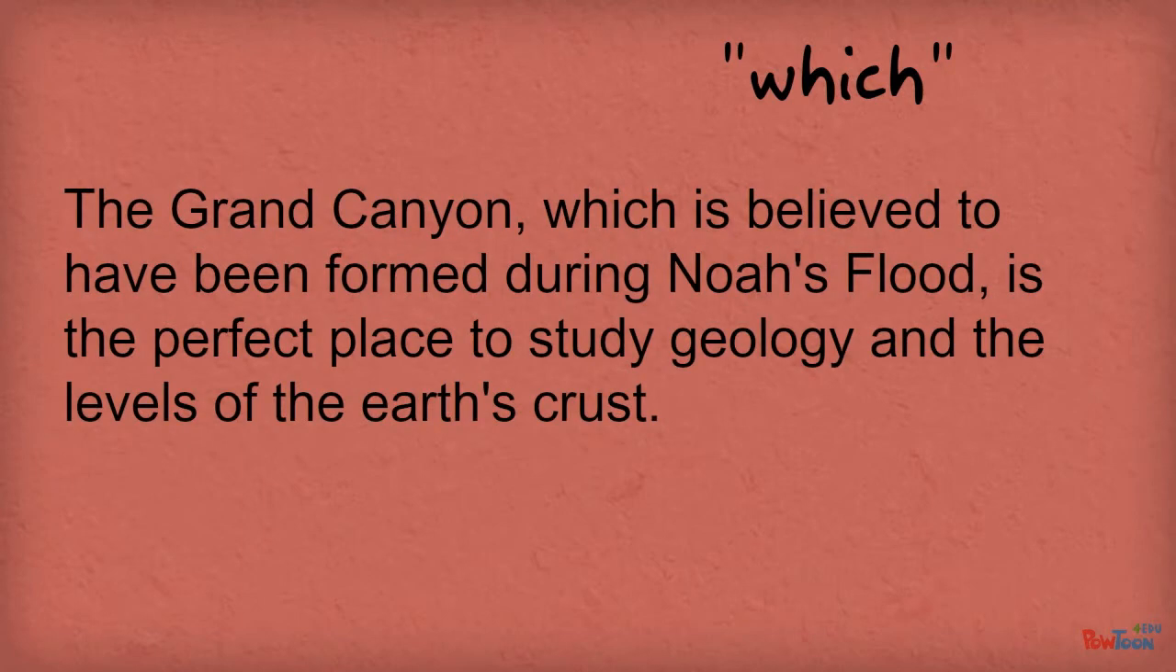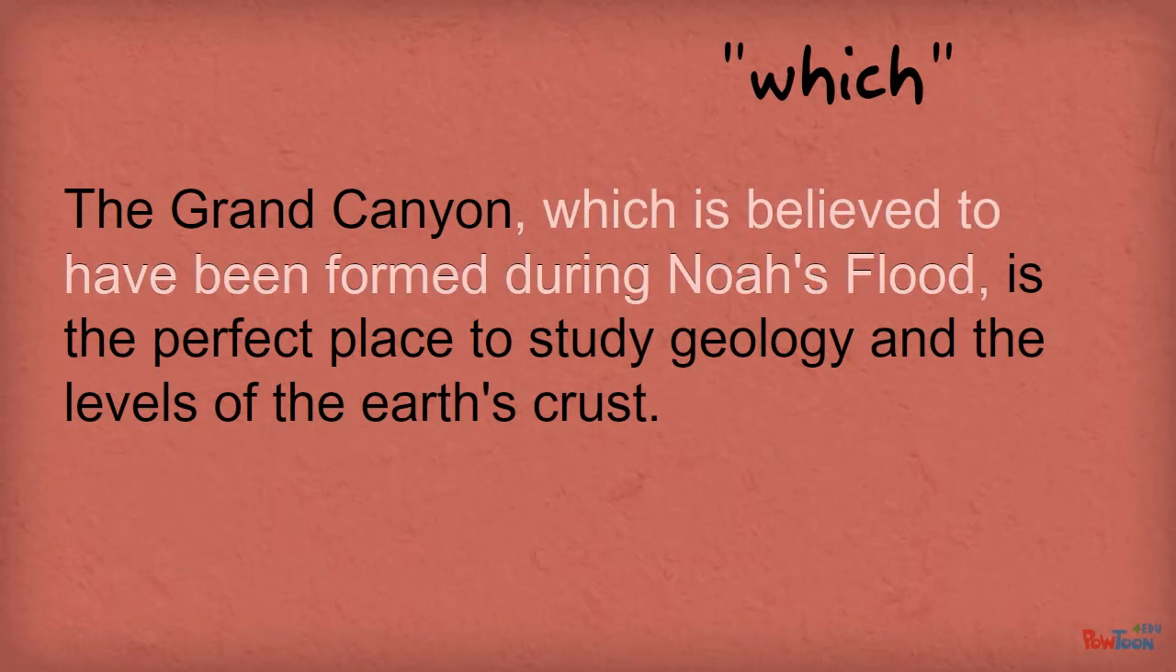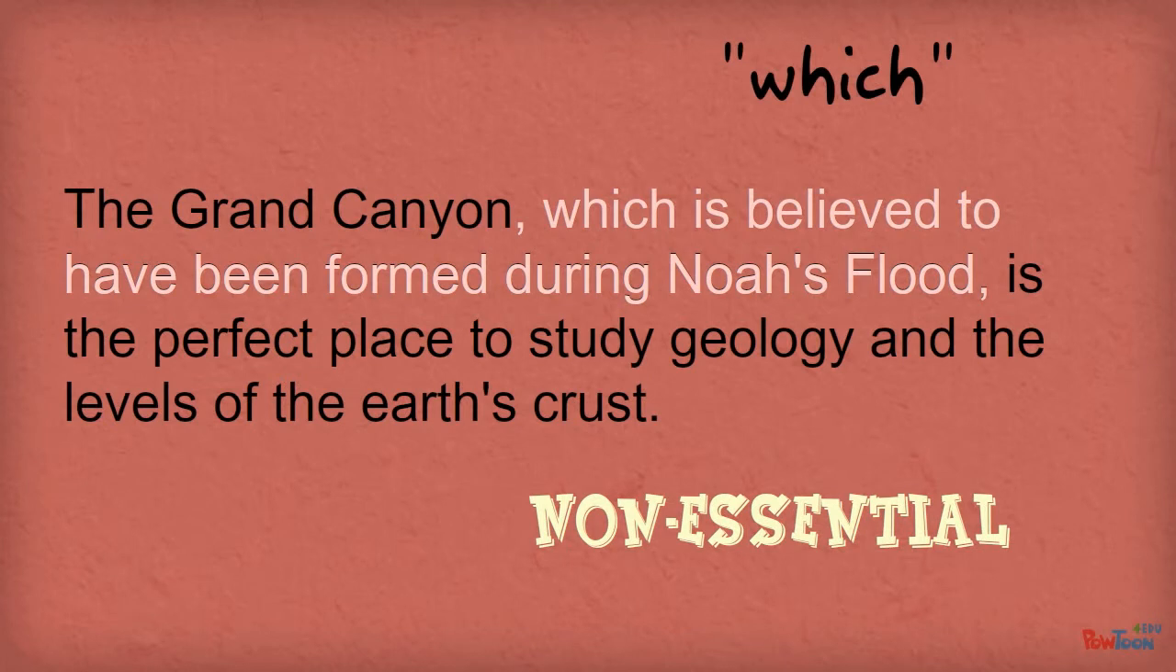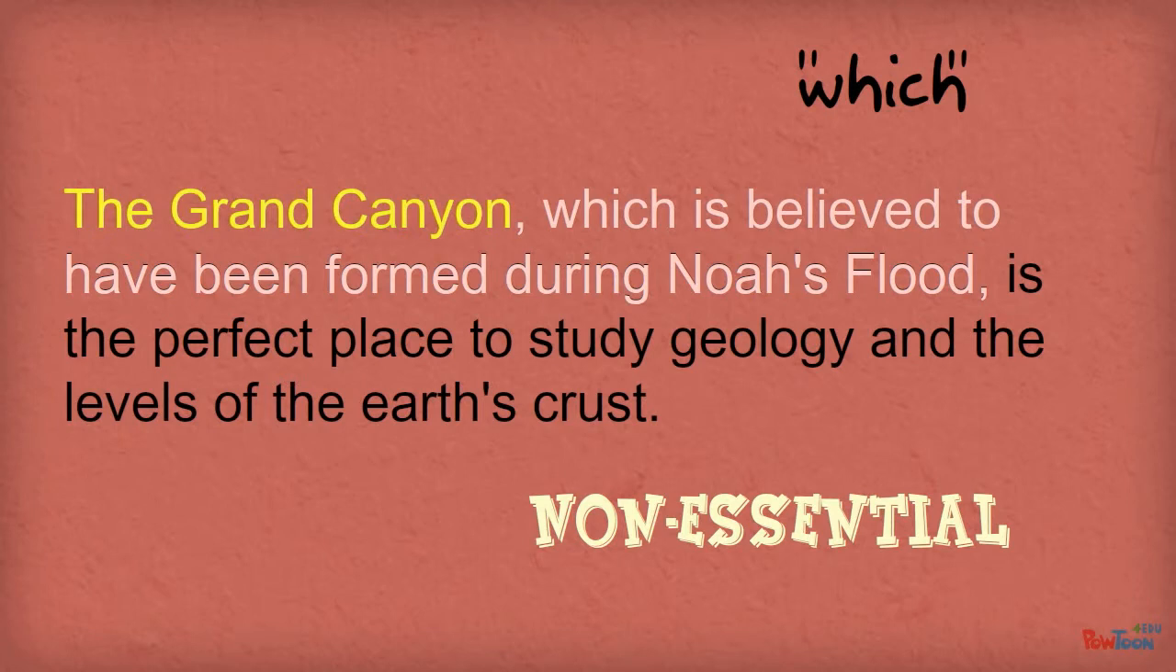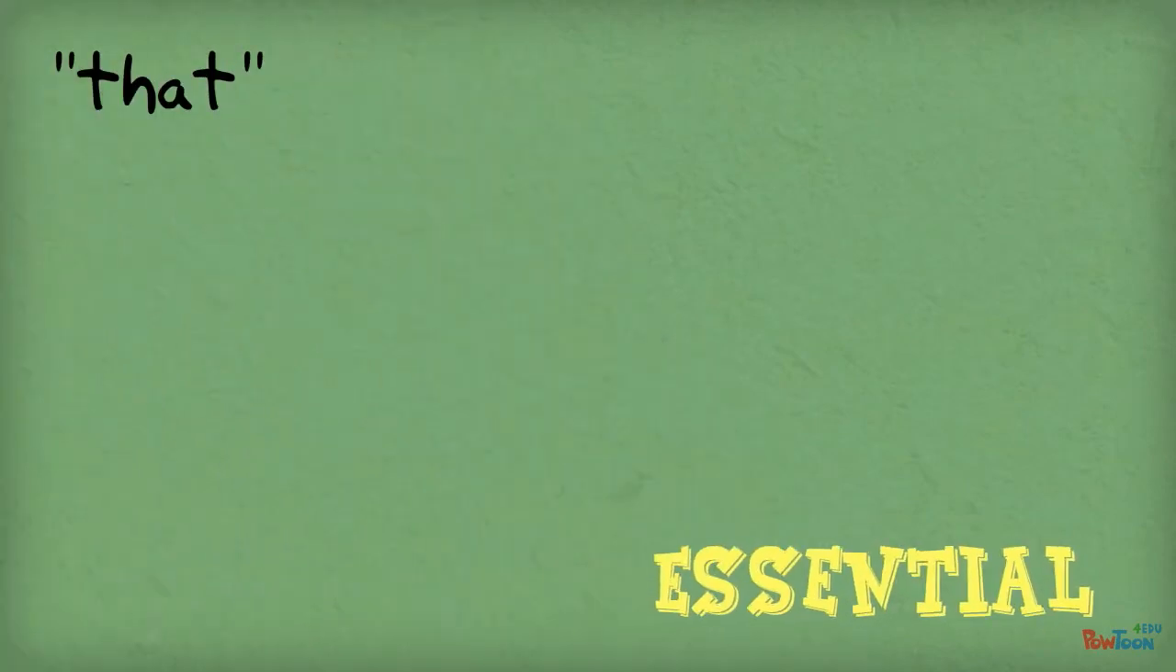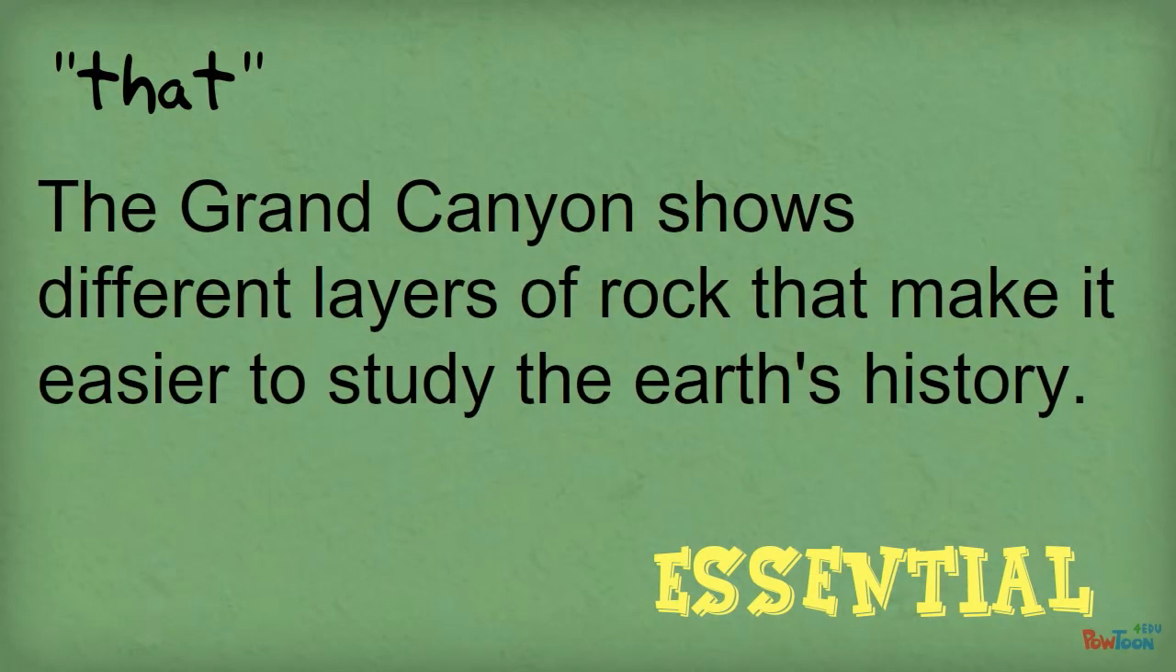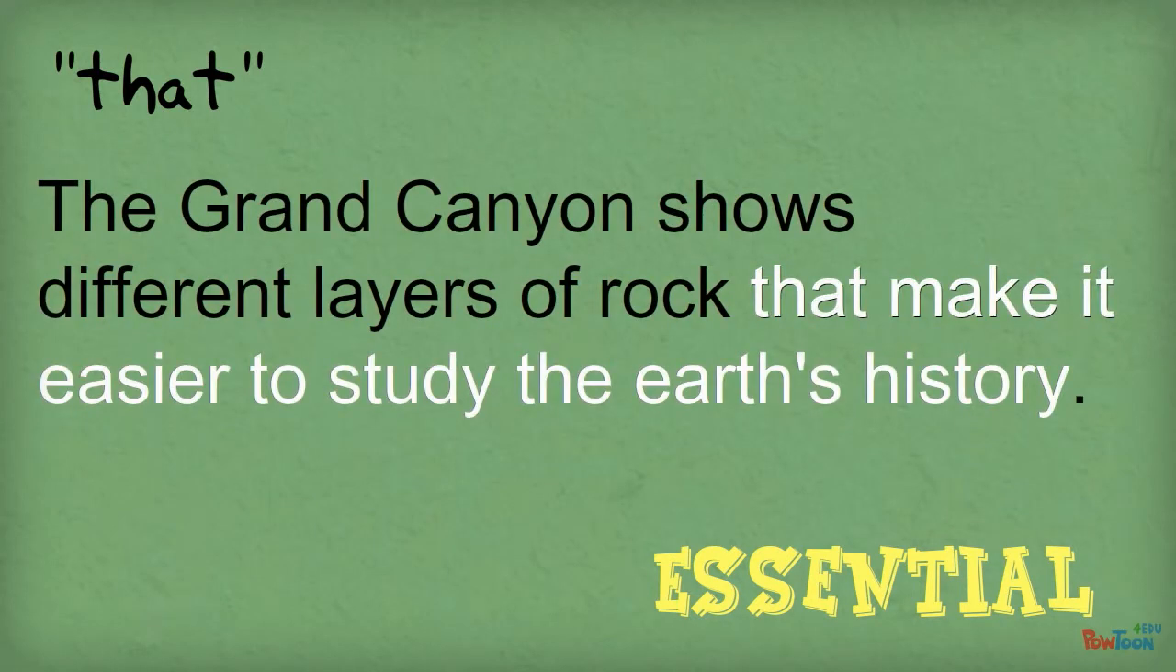Here's your example. The clause, which is believed to have been formed during Noah's flood, is not essential to the meaning of the sentence. Commas are needed. By the way, Grand Canyon is the subject and is the verb. The pronoun that is typically used to expand on the essential information in a sentence. In this example, the clause that makes it easier to study the Earth's history explains the geologic value of the Grand Canyon. Don't use a comma.